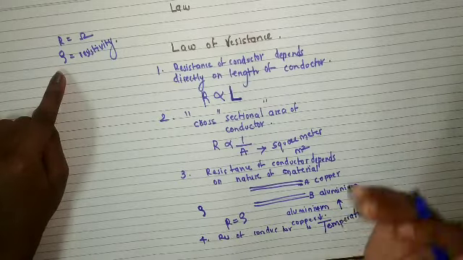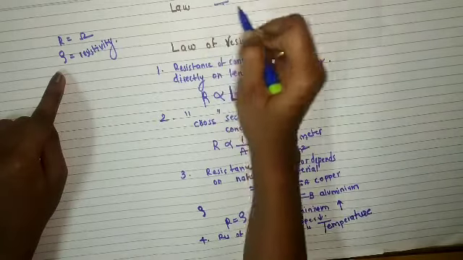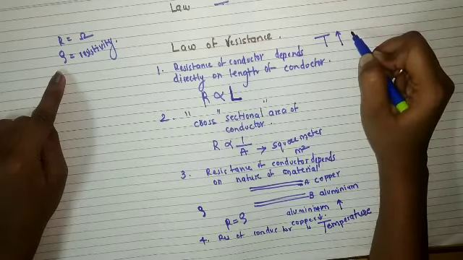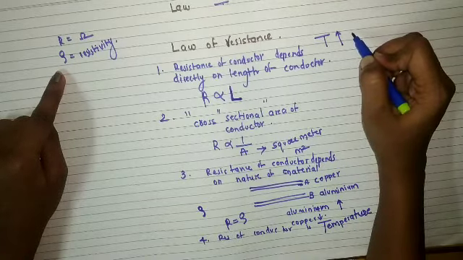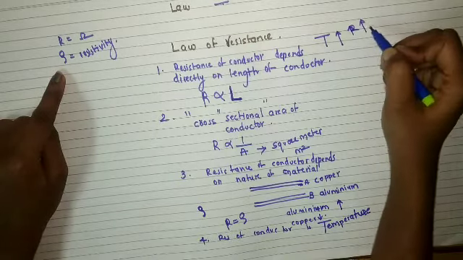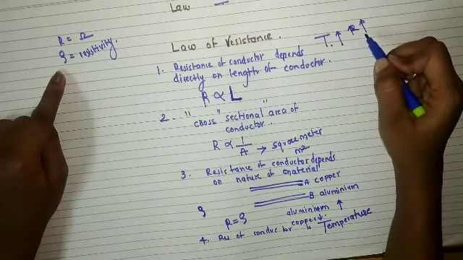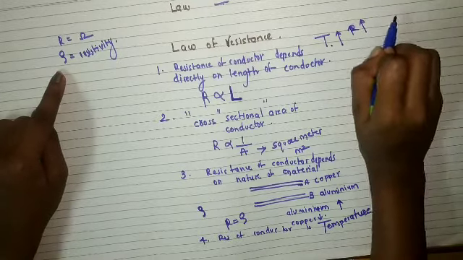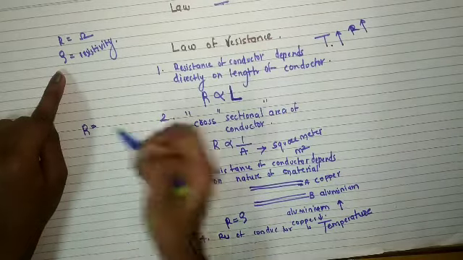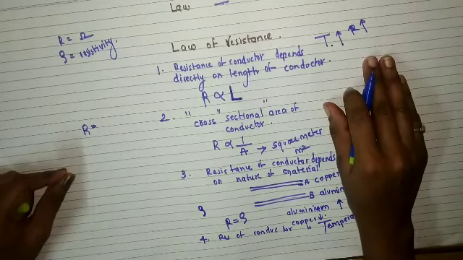If the temperature of the conductor increases, then the resistance of the conductor also increases, and vice versa. Now we'll mix all this. If the temperature is kept constant, then what will happen?